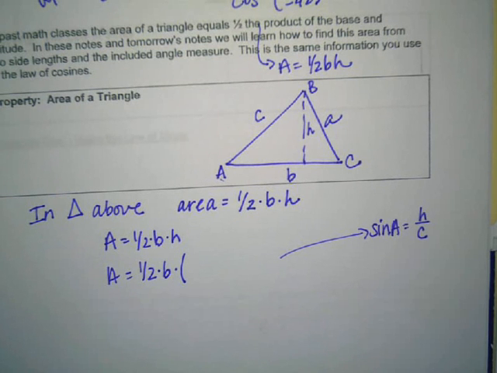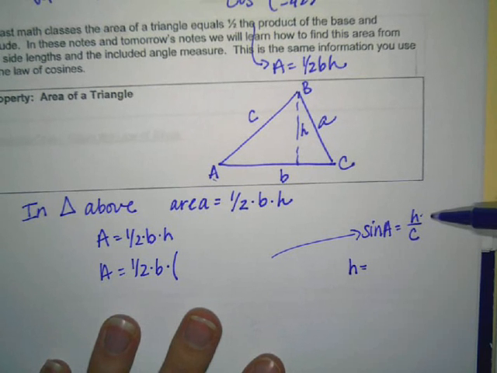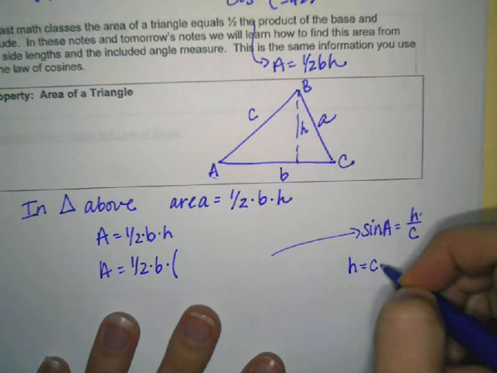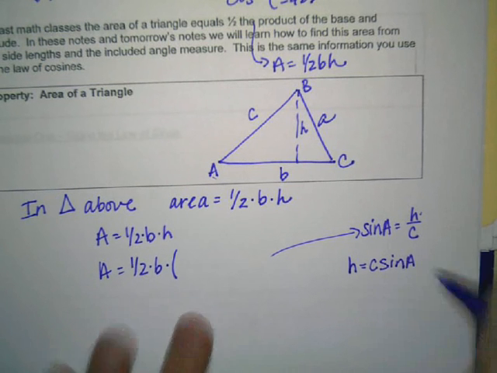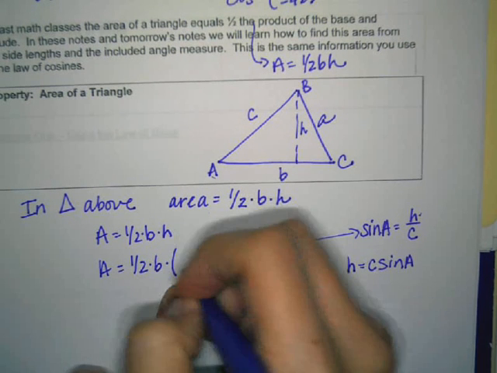So if I wanted to get H by itself, what would H equal? Sine A times C, or we probably put C in front. C sine A. And then we're going to replace the height in our formula with C sine A.